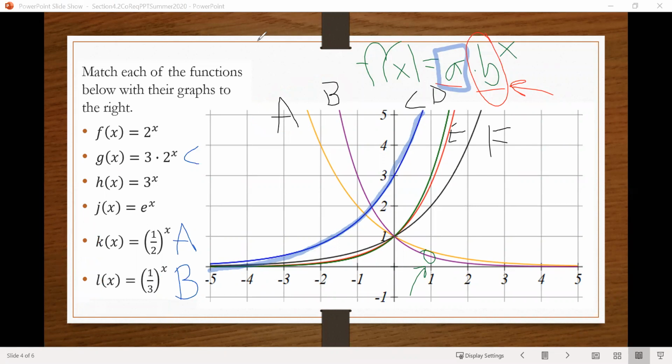Just cruising right along. Okay, for the remaining ones, we can't use any special features like increasing or decreasing or the vertical intercept, because they all go through the same vertical intercept. But we can do that trick that we did for k of x and L of x. For f of x, the first one up here, if we plug in 1 for x, we'll have 2 to the first, which is just 2. So for an input of 1, we should get an output of 2. Checking that on a graph, input of 1, output of 2, that looks like the graph F.